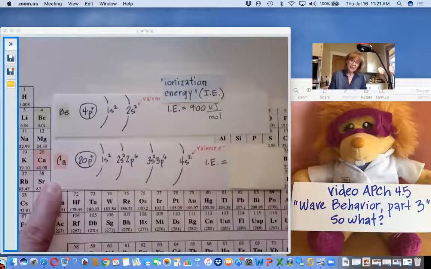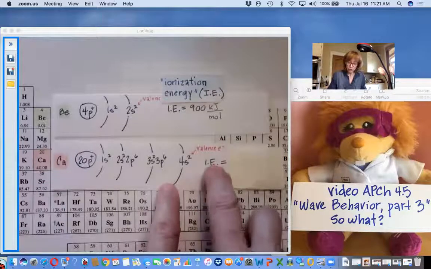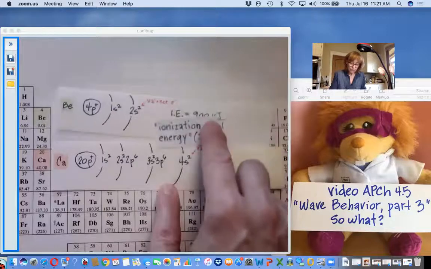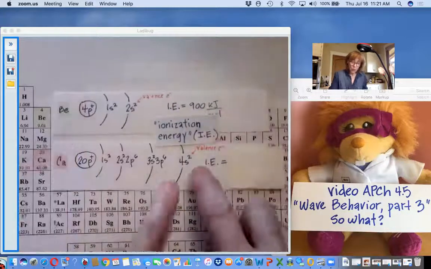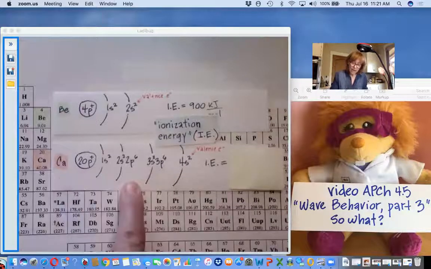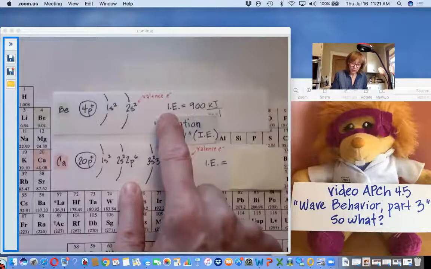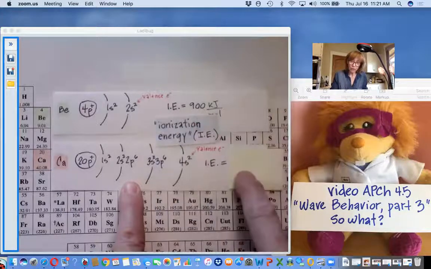So I'm asking now, what do you think the ionization energy to remove one of these valence electrons from a calcium atom, how do you think that would compare to that of beryllium? Would it also be 900 kilojoules per mole? Or do you think it would be less? Or do you think it would be more?